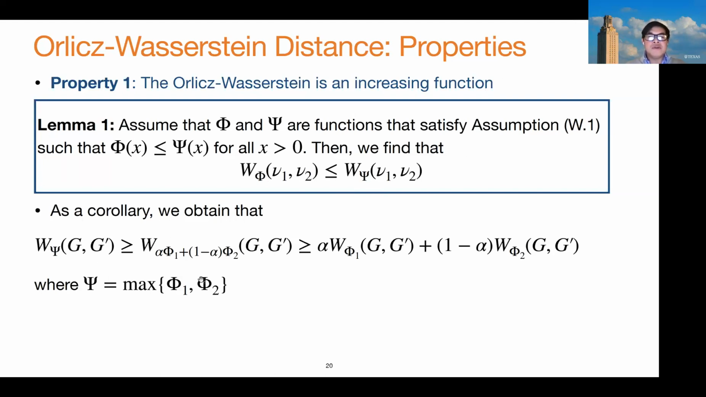This means that a linear combination of the Orlicz-Wasserstein metrics of two functions is always upper bounded by the Orlicz-Wasserstein metric of the max of the two functions. This property is very useful later when we try to establish the contraction rate of the parameters in the Dirichlet process mixture models.